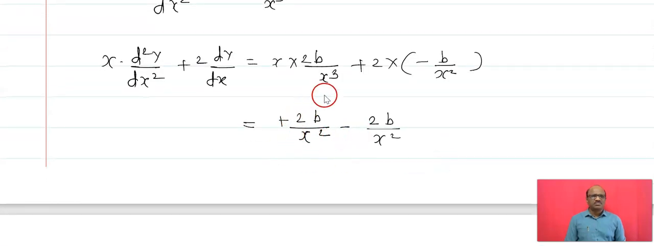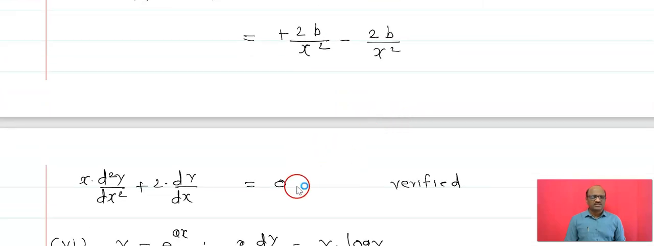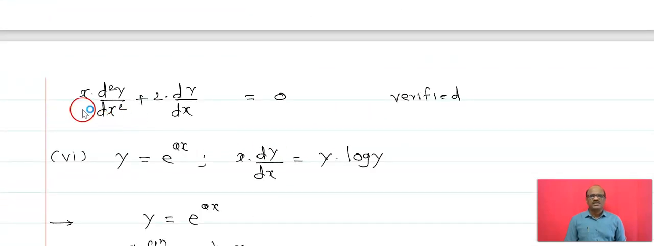Then you will get plus 2b upon x square minus 2b upon x square, and that gets 0. And hence you get the required differential equation: x into d2y by dx square plus 2 into dy by dx equals 0. It's verified.